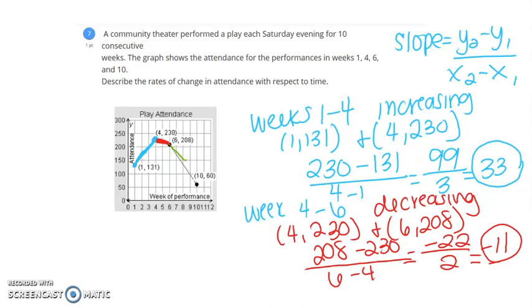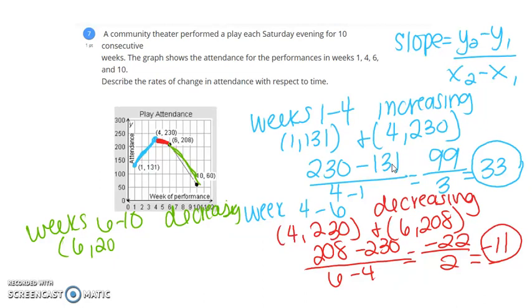Lastly, we're going to look at weeks 6 to 10. And you'll notice that from week 6 to 10, we're still decreasing. And we're decreasing even more rapidly, right? We're decreasing pretty fast. Our two coordinates were at week 6, there were 208 people in attendance, and at week 10, there were only 60 people.